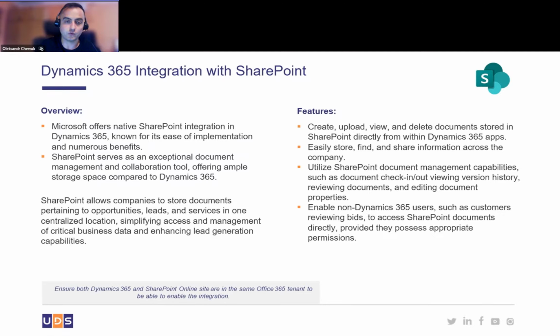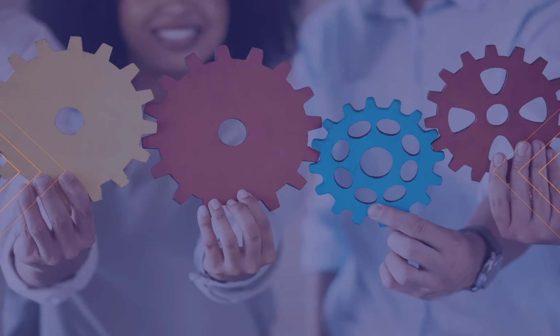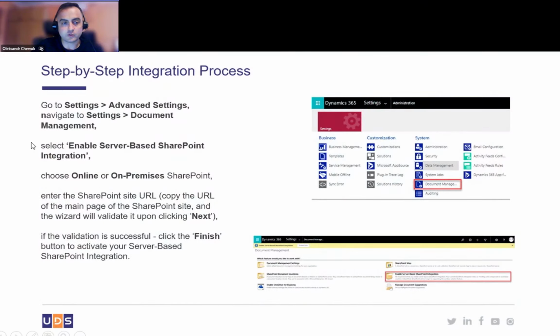Let's move to the configuration part. The key steps you need to perform are very easy to do. Once again, you need to go to settings. You can do it from advanced settings, as was shown before. Then you need to click on Document Management, and then click on Enable Server-Based SharePoint Integration, which is shown on the second slide.